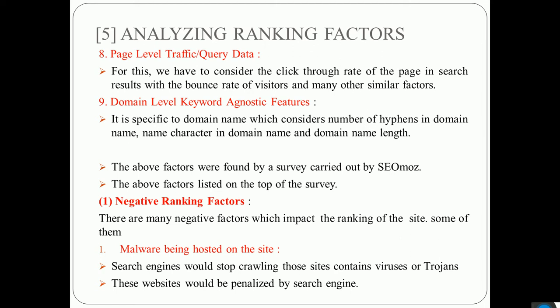Domain level keyword agnostic features. It is specific to a domain name, which considers the number of hyphens in the domain name, characters, and domain name length. So these are the points. Right now I will not clear your doubts because it's domain level work. In the next lectures I will give you examples of how the subdomain is working and how the domain is working. I will give you a practical example so you understand very well.